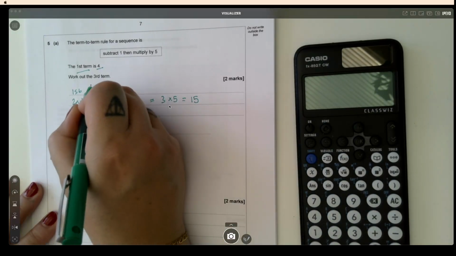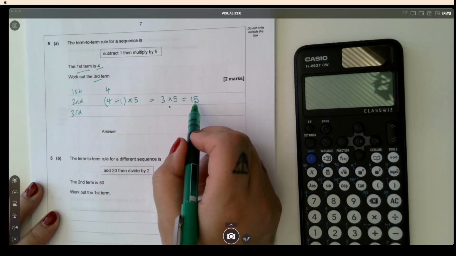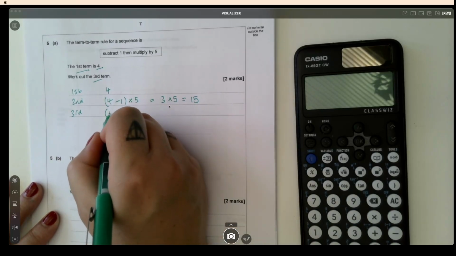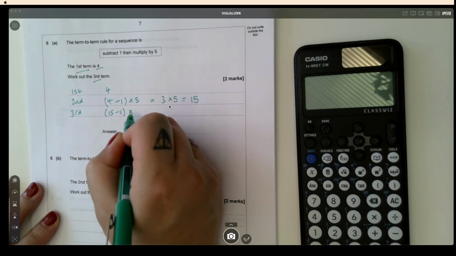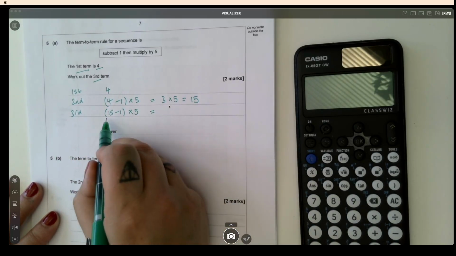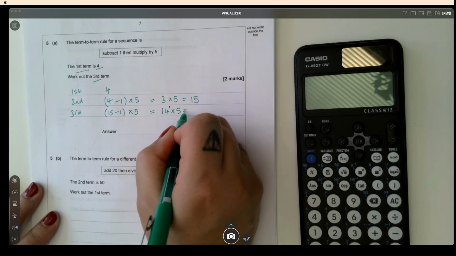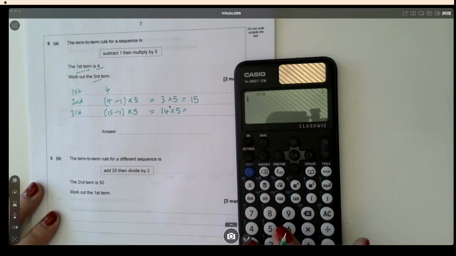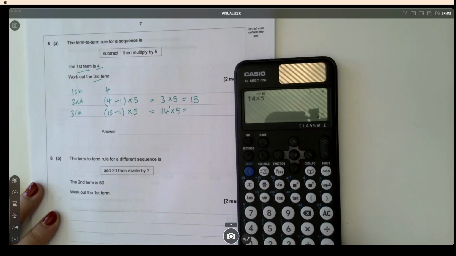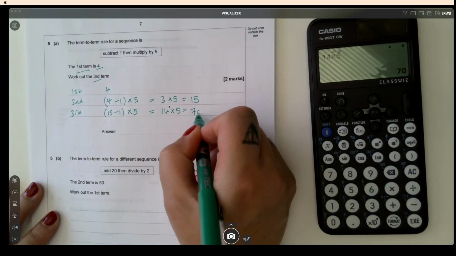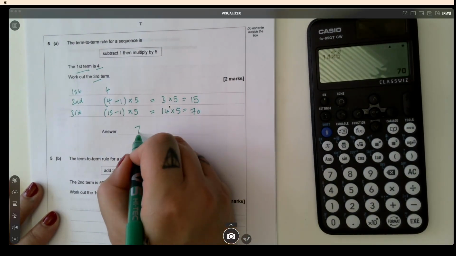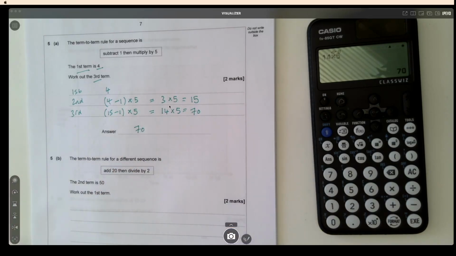We want the third term, so we're going to now use 15. So we're going to do 15 subtract 1 and then multiply it by 5. Well, 15 subtract 1 is 14, and then 14 times 5, don't forget you've got a calculator for this paper, is 70. So the third term is 70.